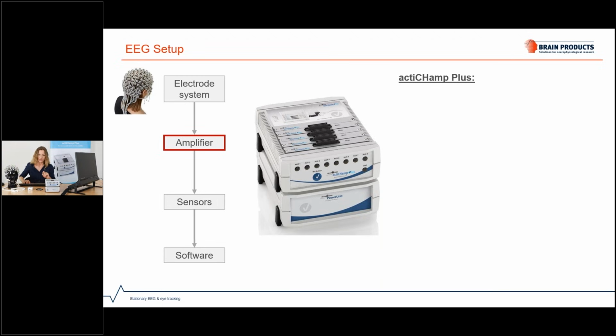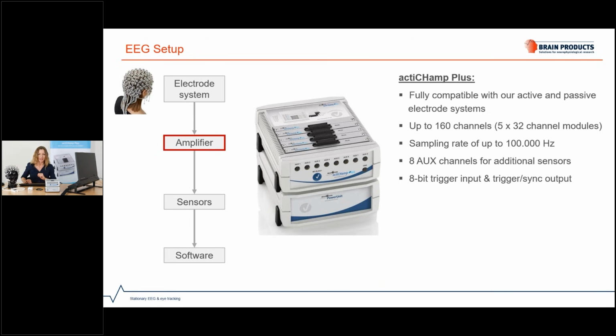The actiCHamp Plus also has 2 8-bit trigger ports at the back. This is what they look like. I don't think you can see it like this. One of the ports is a trigger input port, so here you can take in up to 255 different trigger signals. And the other one is a trigger output port, and there you could, if you wanted to, just mirror the trigger signals that come in and pass them on to another device.